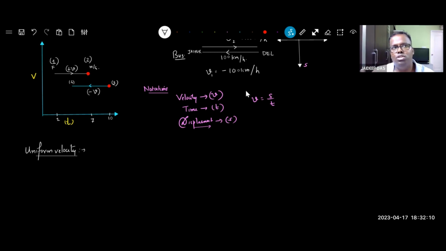But say Sudriti does not agree with me and she wants to use the word distance, then I have to moderate my definition a little bit. A body is said to move with uniform velocity. She wants to use the word distance.